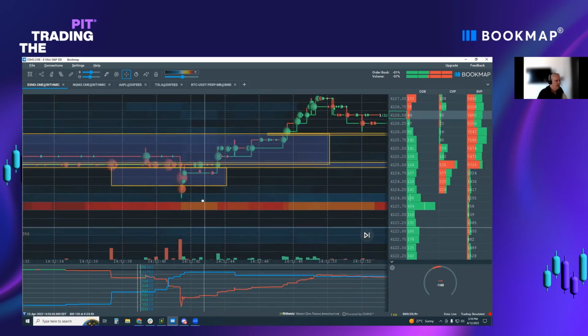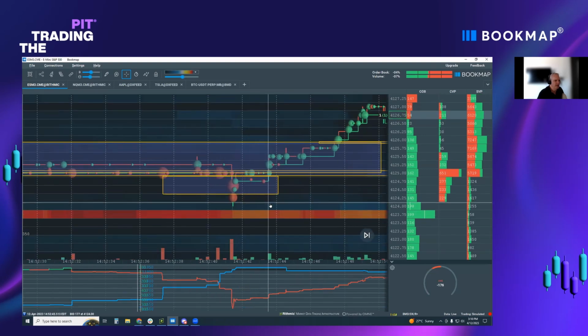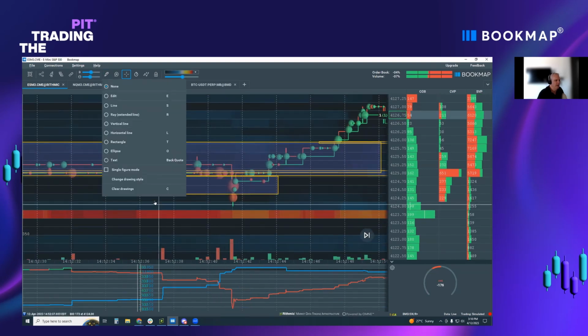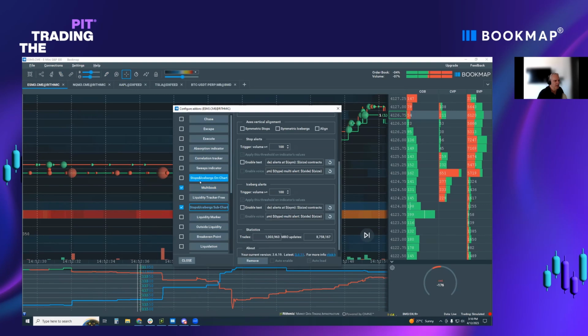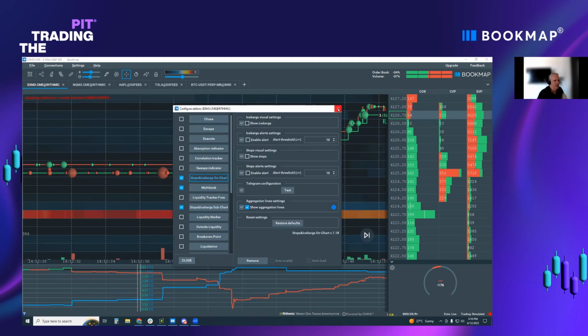Yeah, so this is actually pretty interesting. They actually front ran it here. I'm going to clear the drawings again, and we have an iceberg on chart as well, and I'll show you that. So we'll show exactly what happened.